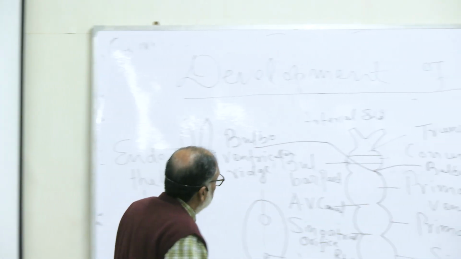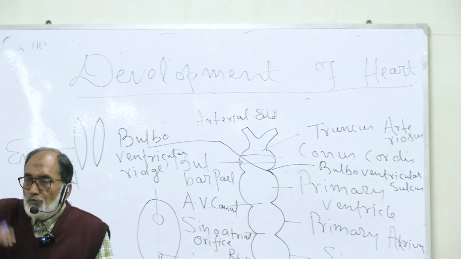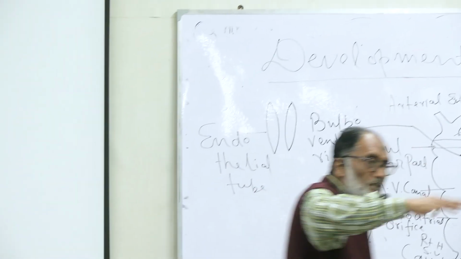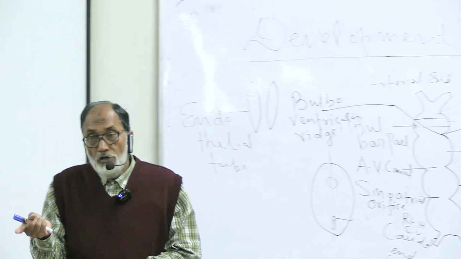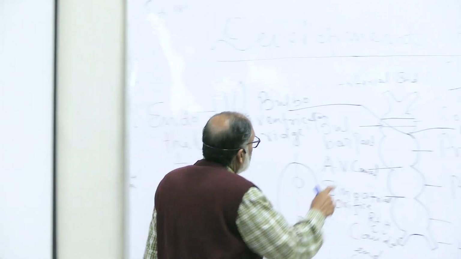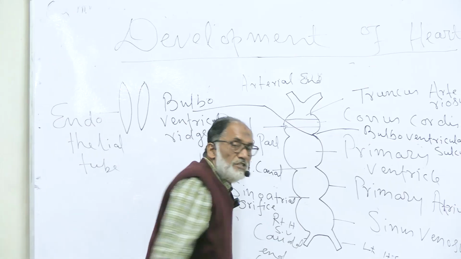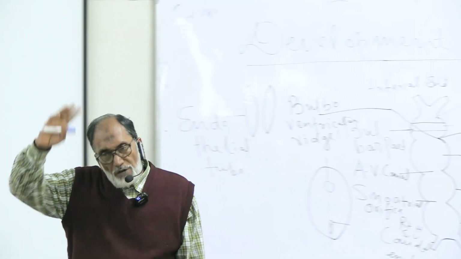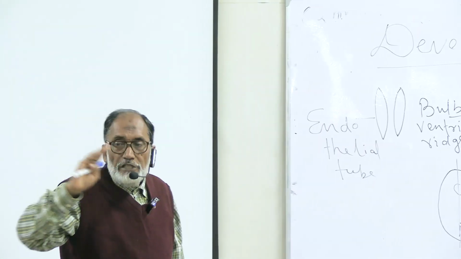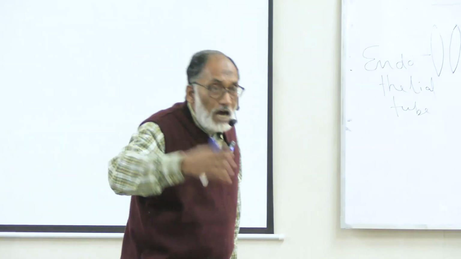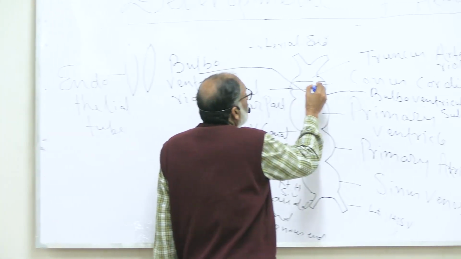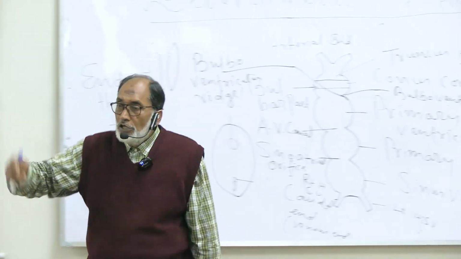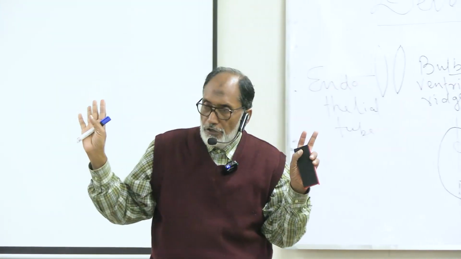Now, the smooth part of the ventricle is generally known as the outflow tract. This outflow tract of both ventricles will develop from the conus cordis. That means the middle third of the bulbar part is known as conus cordis. That will give rise to the outflow tract of both ventricles. Right? So the conus cordis will give rise to the outflow tract of both ventricles.